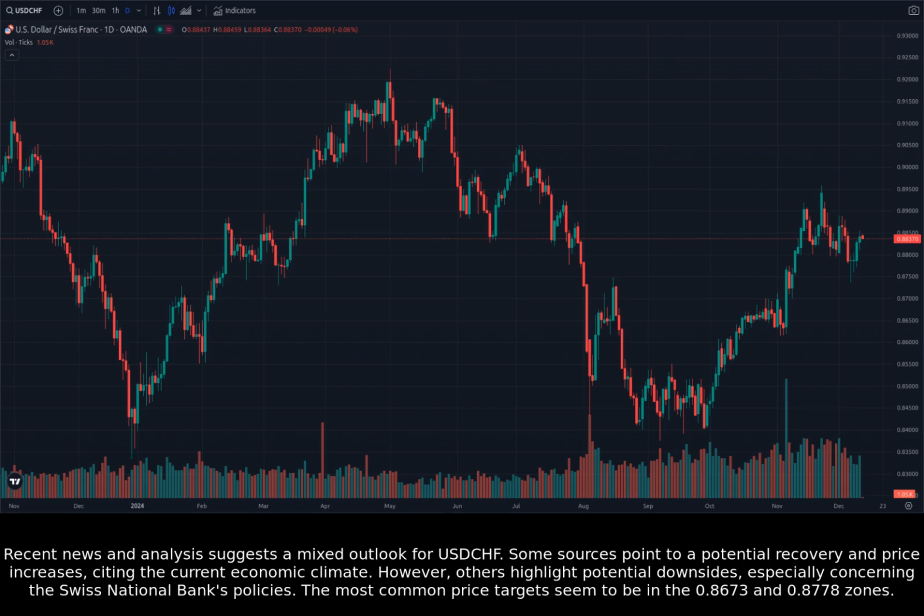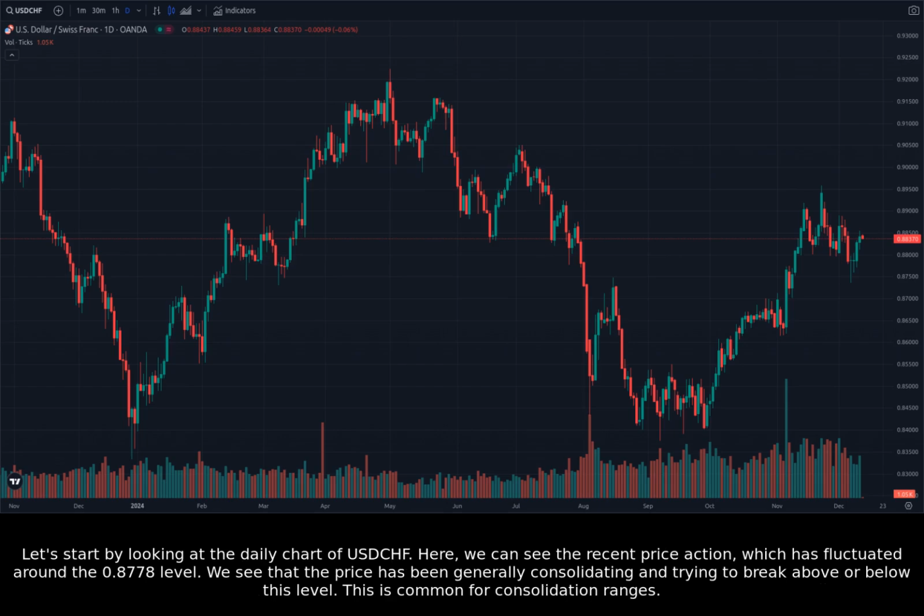Recent news and analysis suggests a mixed outlook for USDCHF. Some sources point to a potential recovery and price increases, citing the current economic climate. However, others highlight potential downsides, especially concerning the Swiss National Bank's policies. The most common price targets seem to be in the 0.8673 and 0.8778 zones.